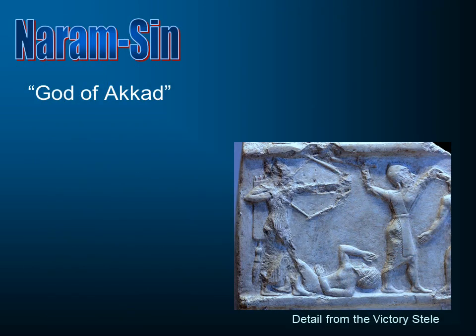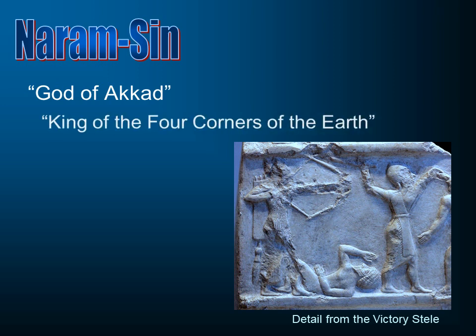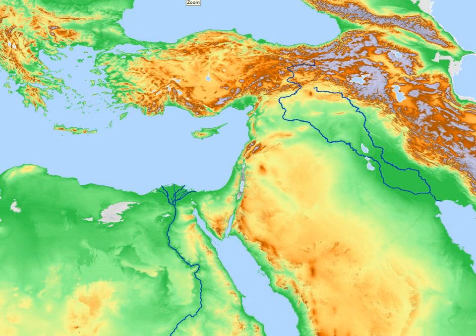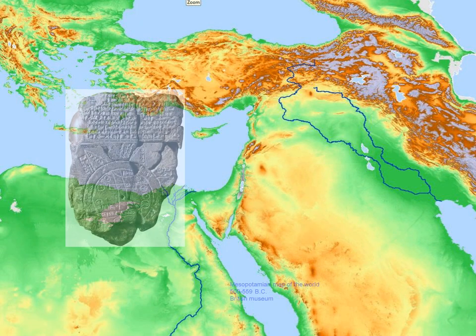So he takes a title for himself, God of Akkad. He also calls himself King of the Four Corners of the Earth and King of the Universe. Those are all god titles, and he's taking those for himself. He's declaring himself to be one of the gods. What does Naram-Sin mean when he calls himself king of the world?